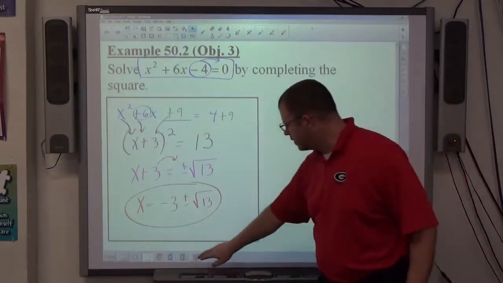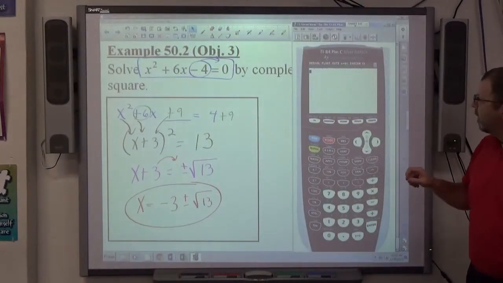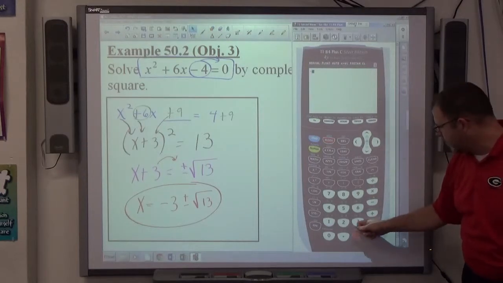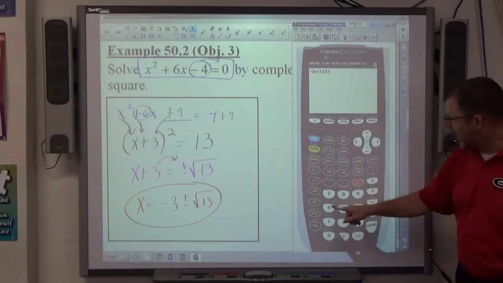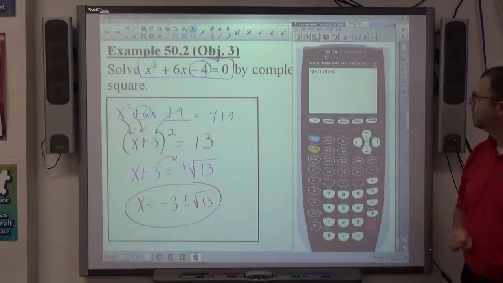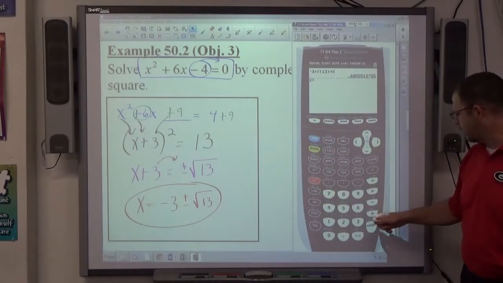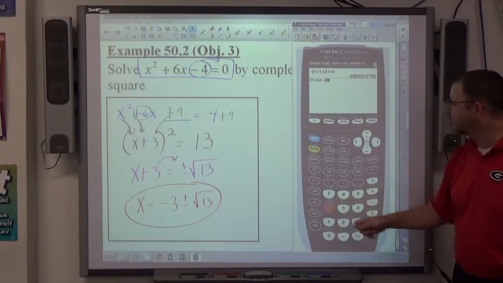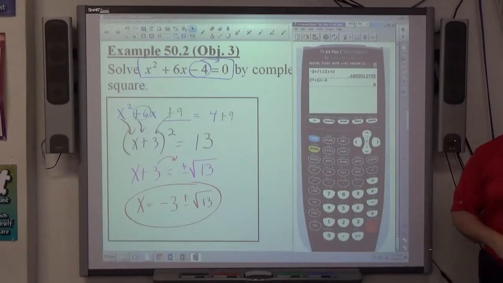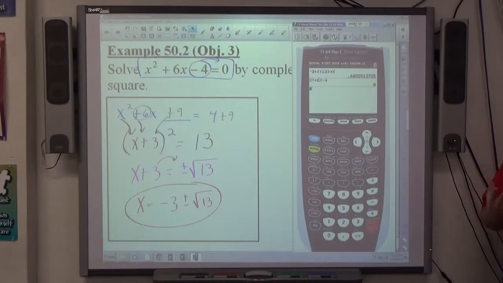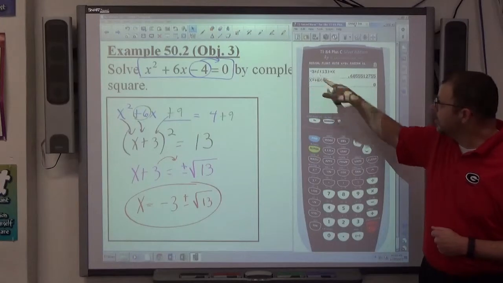I can prove it. Get my calculator out here. I'm going to type in -3 plus the square root of 13, and I'm going to call that x. So store x. So now that's x. Now if I type in x squared plus 6x minus 4, what should it equal? It should equal 0, right? There you go. Wow. So again, all we're doing is finding the value that makes that equal to 0, and -3 plus the square root of 13 is one of them.